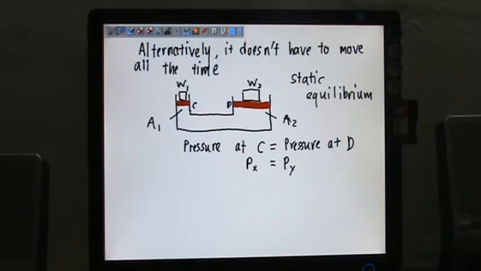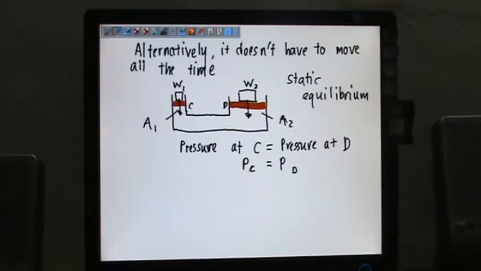Okay, so weight basically is acting downward, and this one is acting downward. So basically, the pressure at X is the same as pressure at Y. Well, of course, we are using C and D, so we can change this to C and D. Okay, a bit of a writing mistake. So we have PC equals to PD.